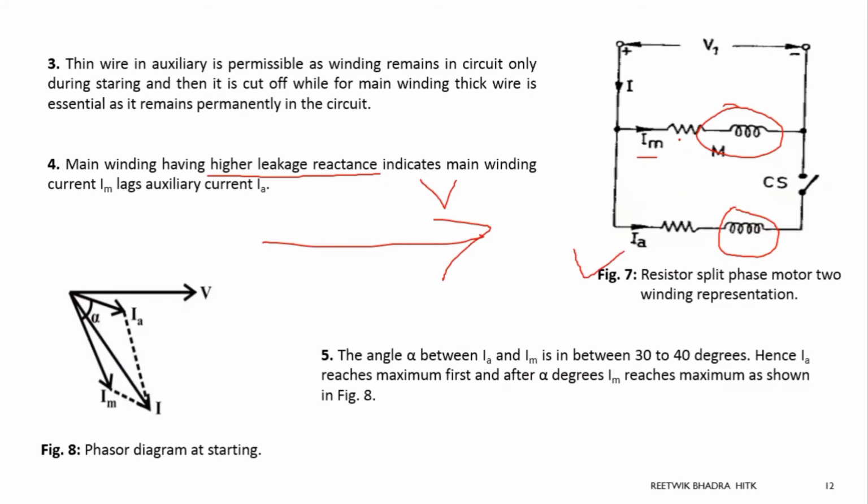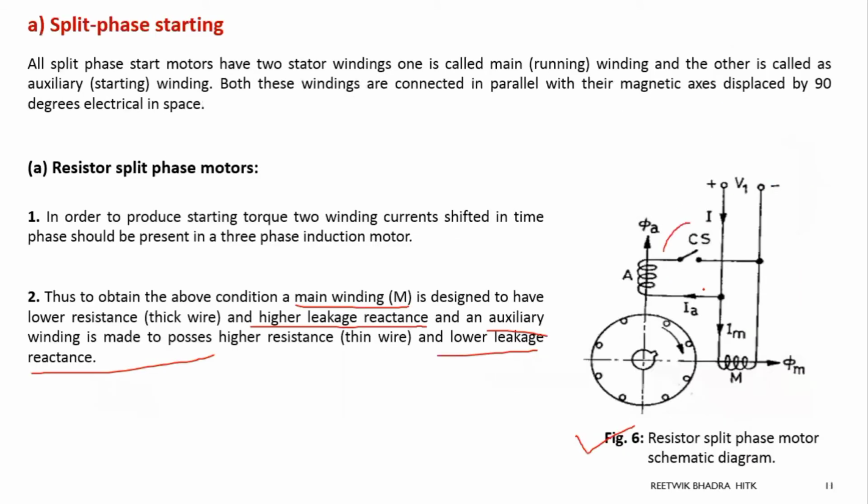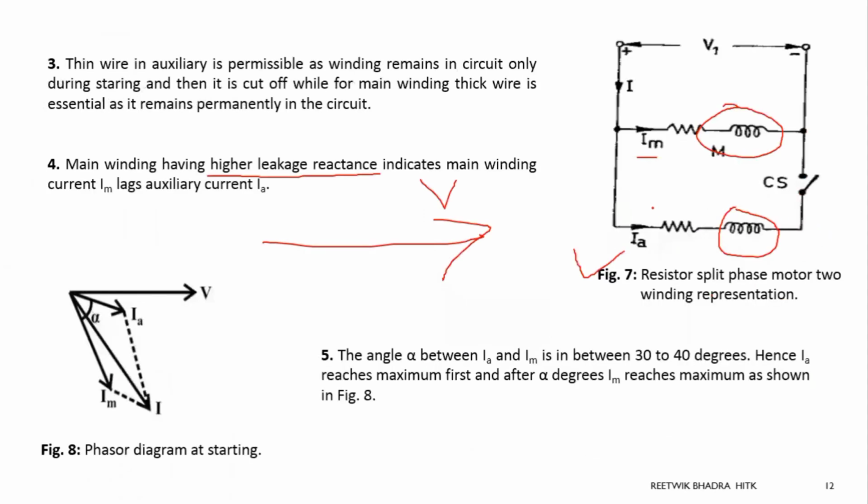The main winding consists of resistance and inductance, and then the auxiliary winding. Where is the centrifugal switch connected? With this auxiliary winding, which is connected in parallel to V1. In a parallel circuit, voltage should be taken as reference. Which current will lag more? IA. IA is lagging more. Sorry, Im will lag more, because it has high leakage reactance, and Ia will lag less by this.